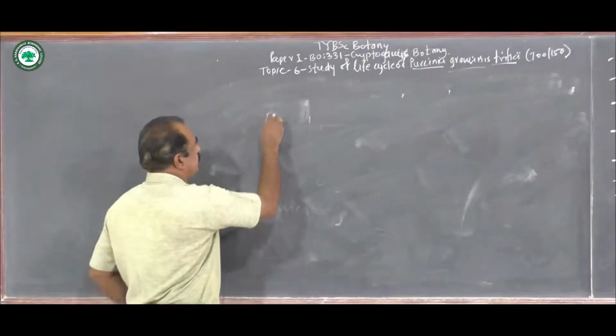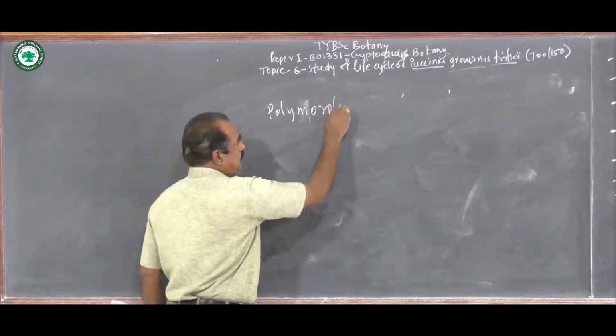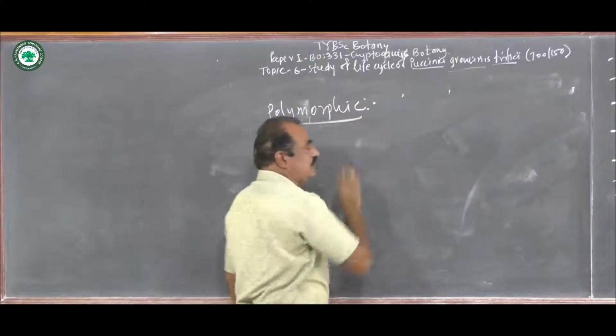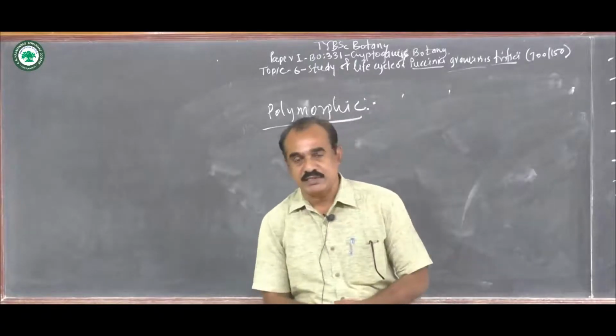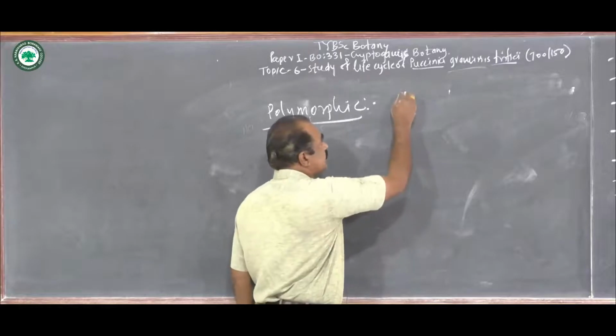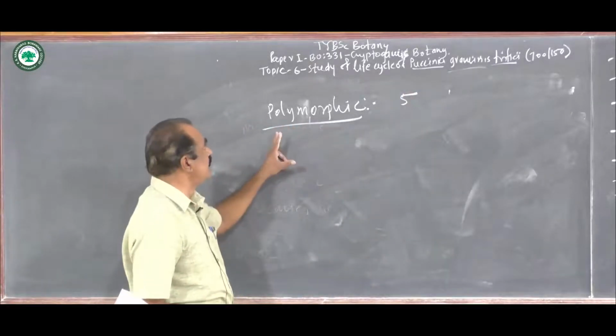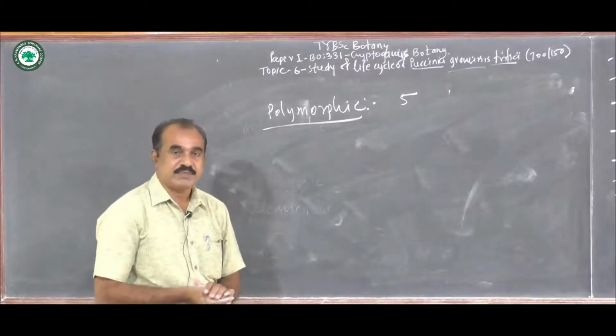Now next character, that is the polymorphic. That means the life cycle shows different types of stages, and here in Puccinia graminis tritici there are 5 spore stages. So this life cycle is also called the polymorphic life cycle.